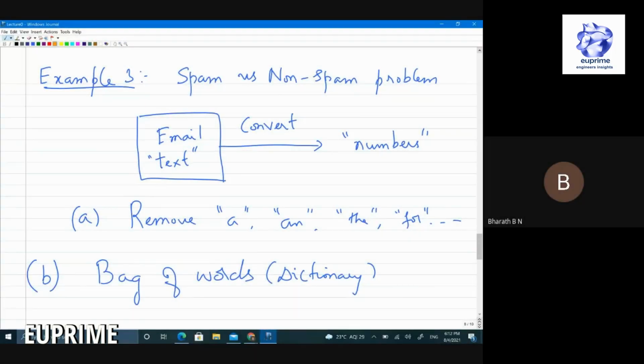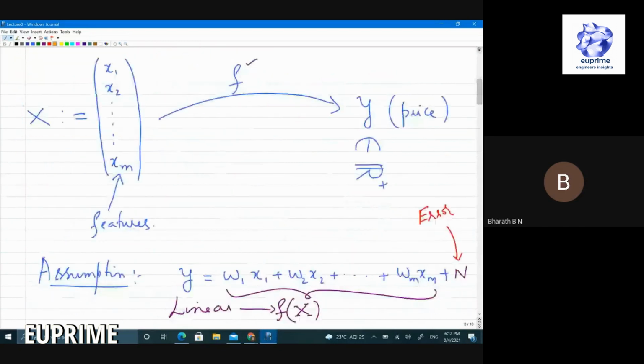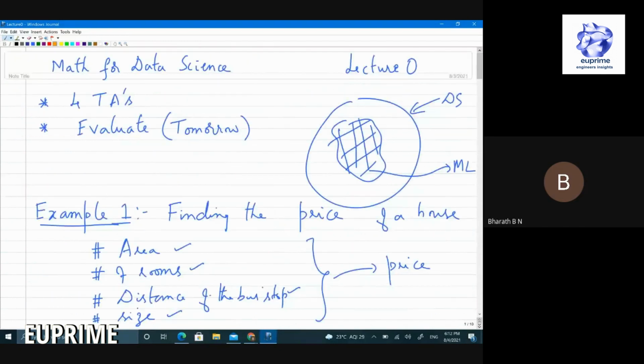So essentially, we started out with a simple example of finding the price of a house. Towards that, we sort of collected what is known as features, and we wanted to find the function that maps features to a number called the price, right?